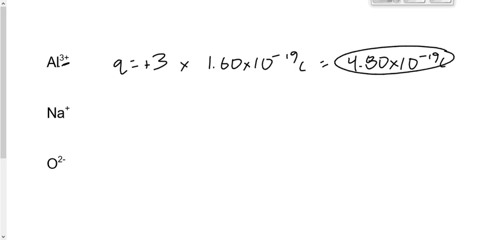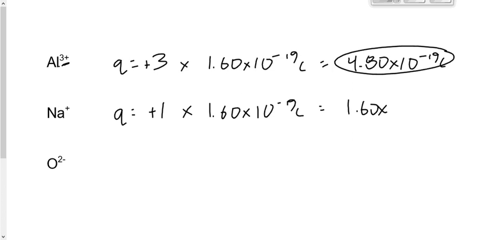This second one, sodium, is similar to that. The charge of this is plus 1. If you don't see a number beside it, it just means 1 plus, 1 times the elementary charge. So the charge of this sodium ion would be just plus 1.60 times 10 to the minus 19 coulombs.